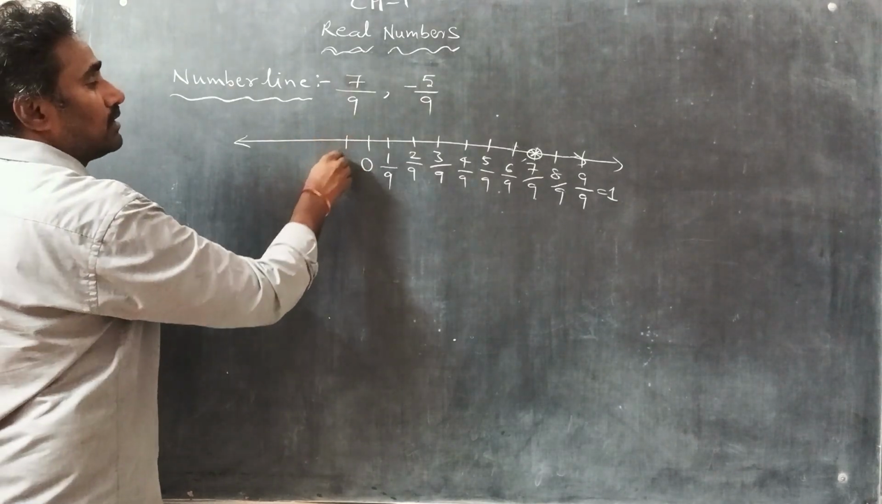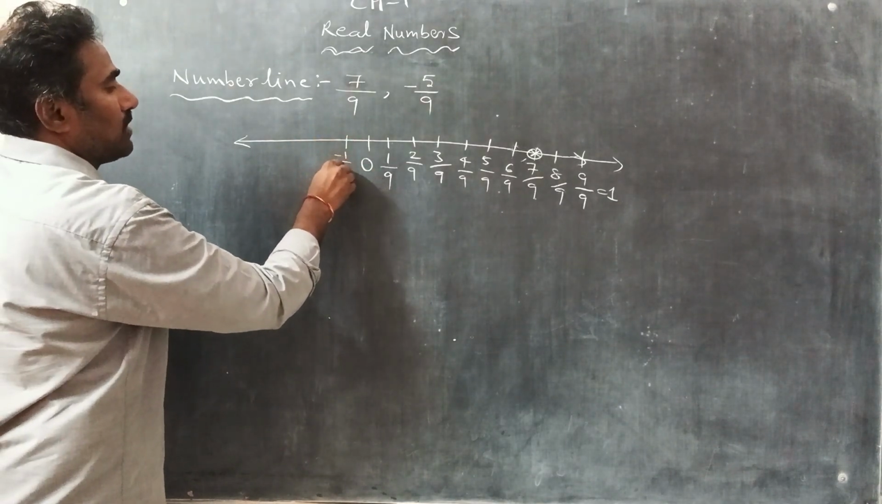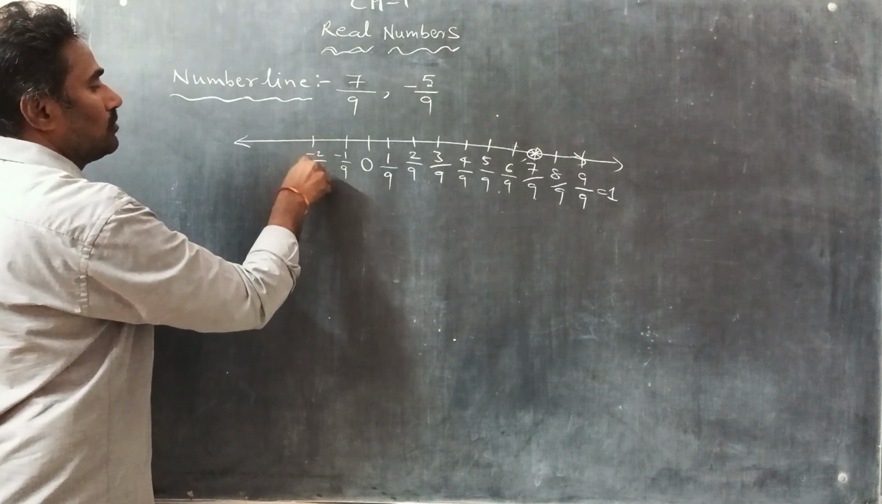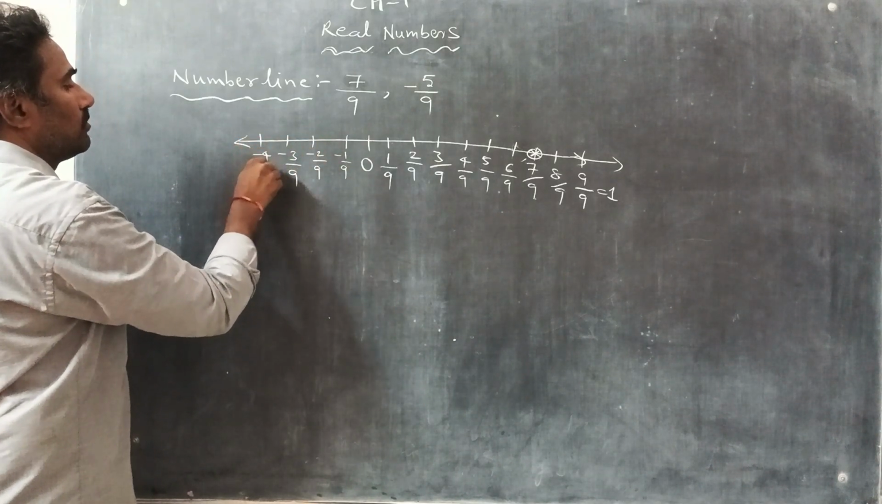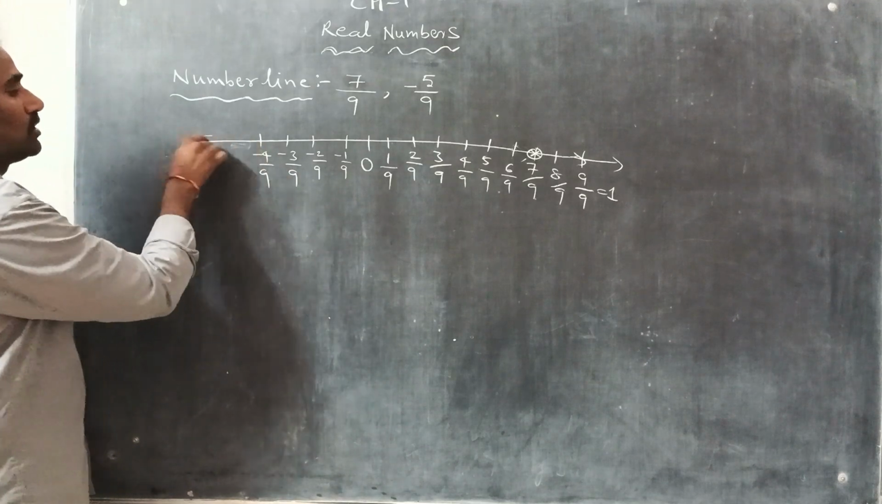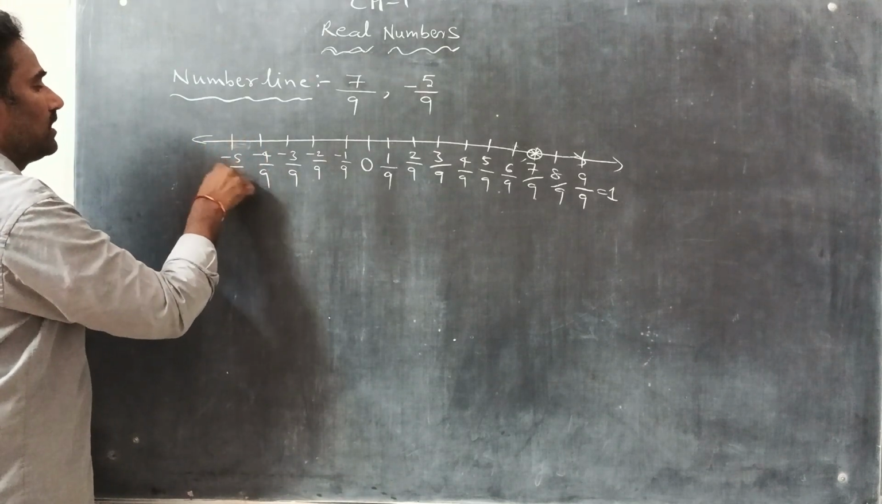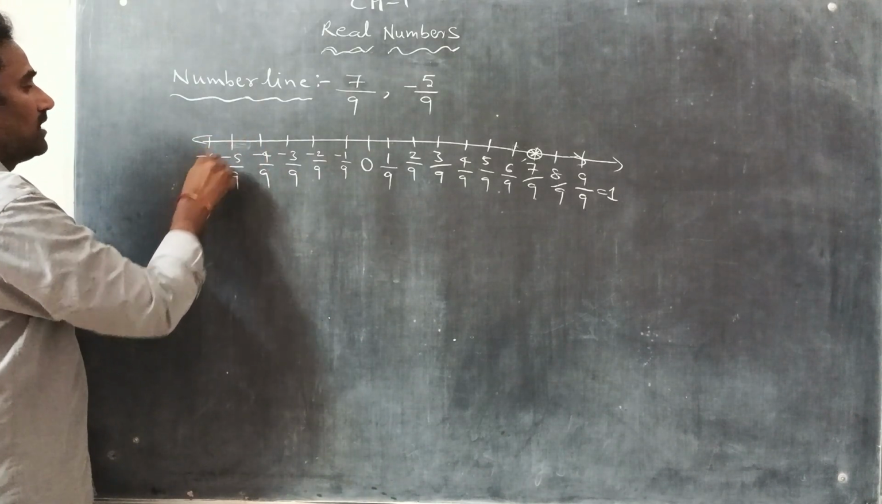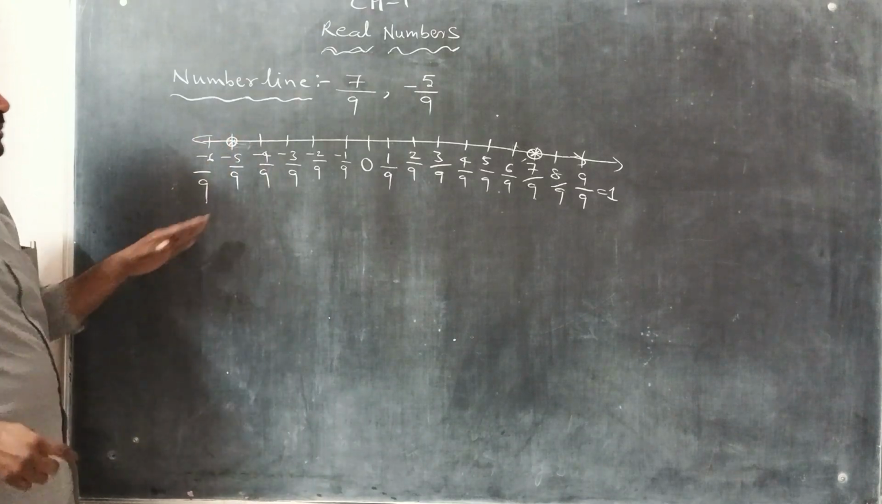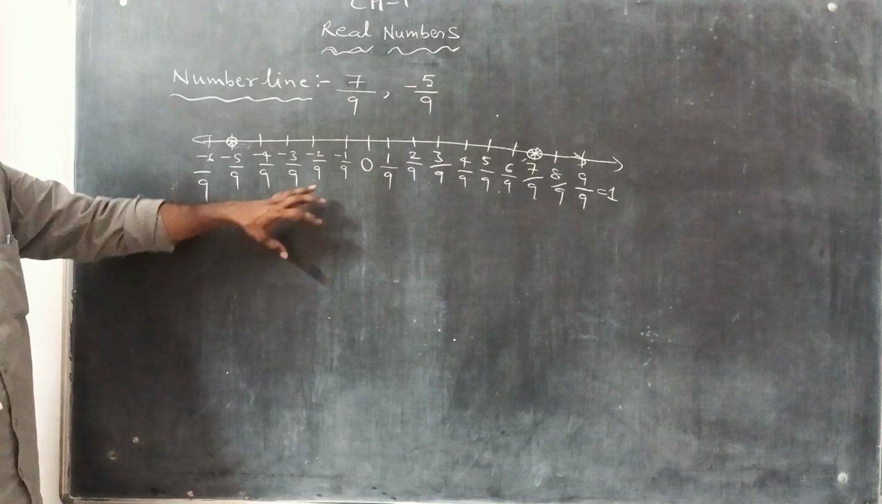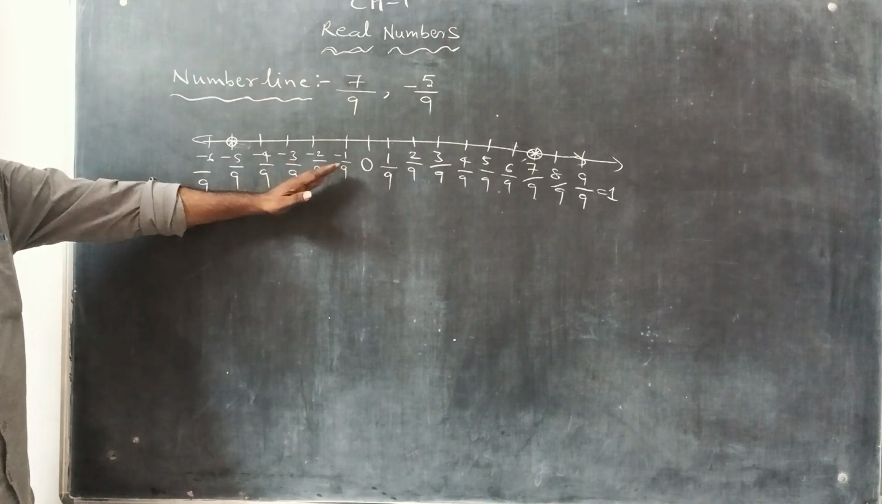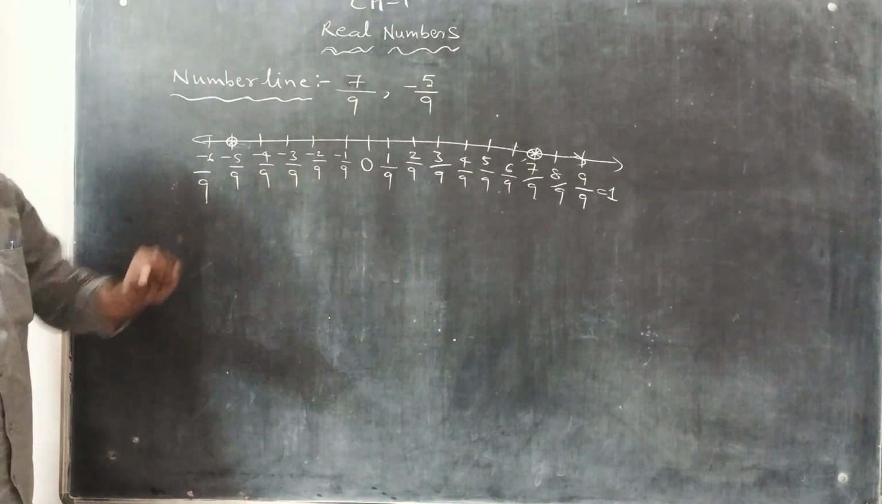If you go to the left-hand side, it is -1 by 9, -2 by 9, -3 by 9, -4 by 9, and extending further, -5 by 9, -6 by 9. Here is our required answer, -5 by 9. Like this we have to represent. For an improper fraction also, you start like this and you can represent.